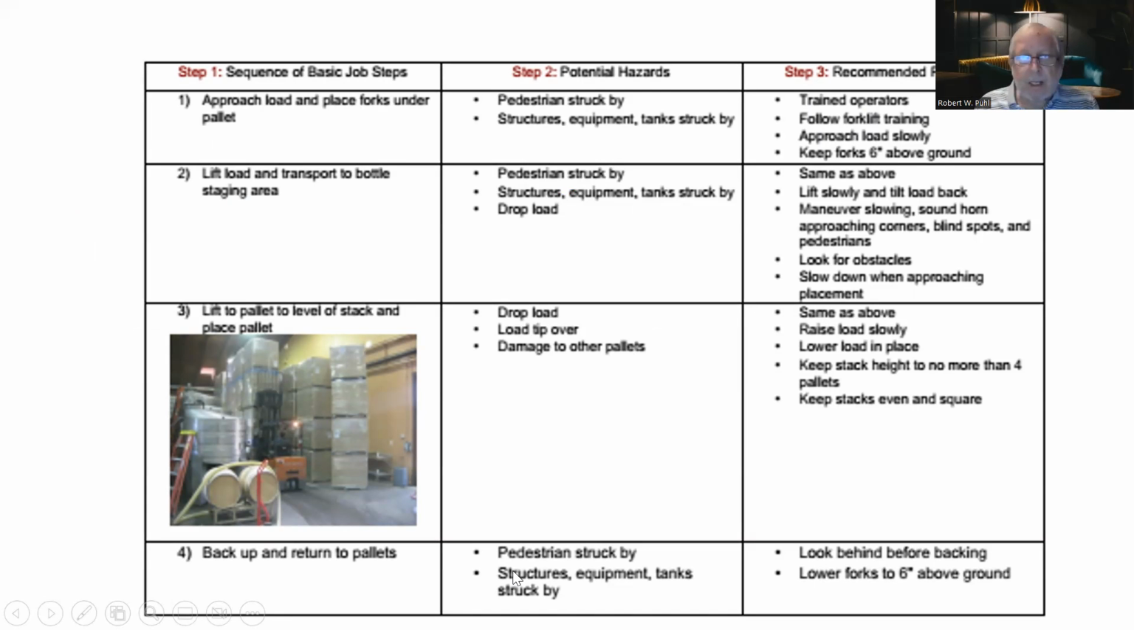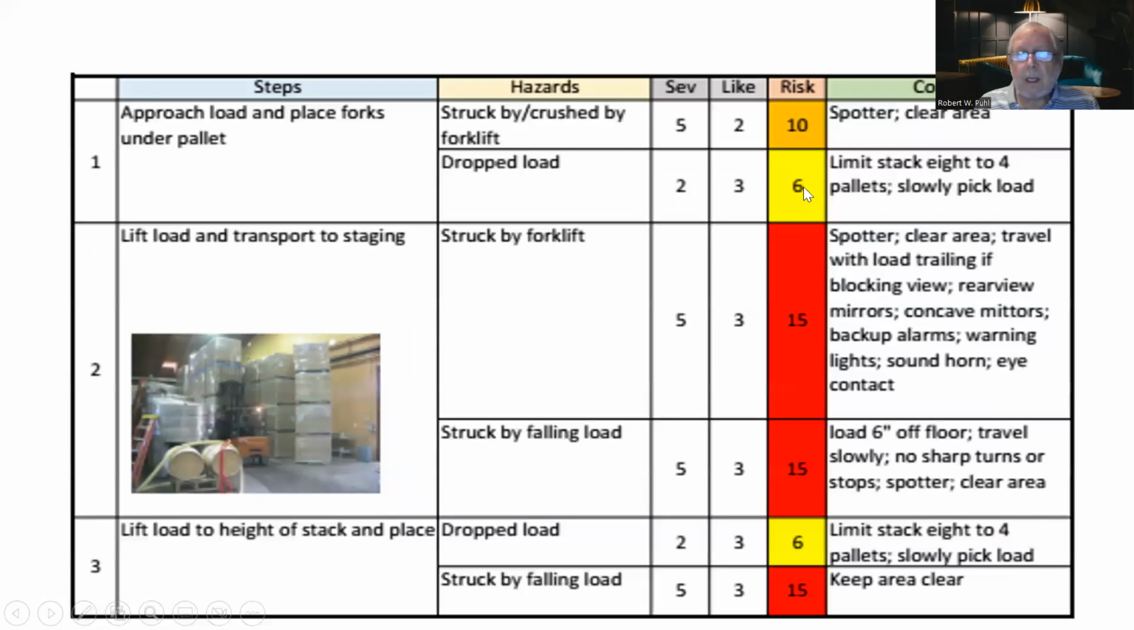Now, they're going to take this job safety analysis and, as you would do in a job safety analysis, you take the step, you identify each hazard individually, and you rate them each. Now they're going to be struck by or crushed by a forklift. That's pretty severe, but not like it isn't too bad. They're going to give it a 10.